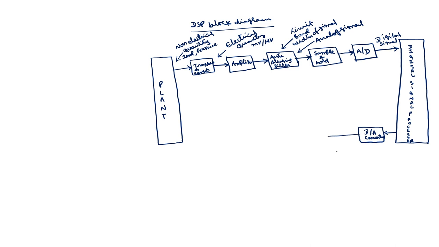The output of the D2A converter will be a staircase type of waveform. So this will have quantization errors. To avoid these quantization errors, we will use a smoothing filter. Then the processed analog signal will be given to the plant.